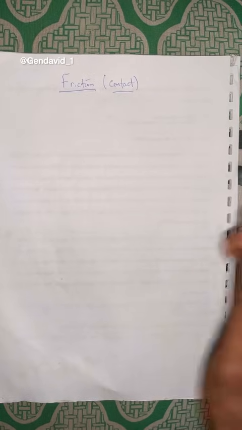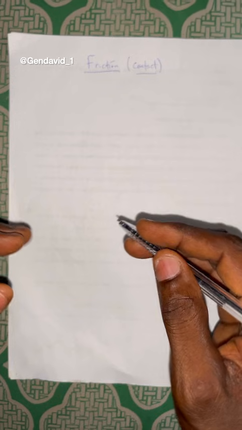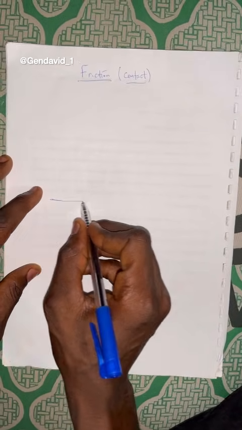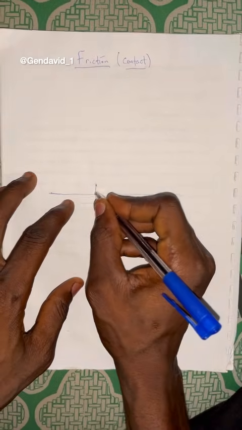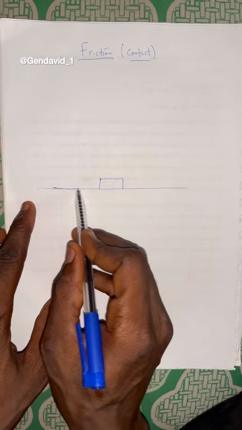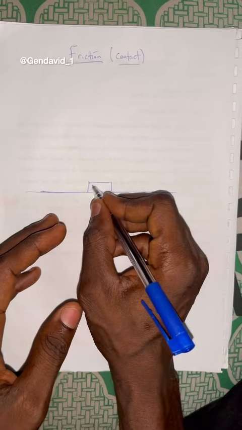For this first stage, I'll be talking about a surface, which is a plane surface like this. If there's a surface like this, and there's an object placed on this surface, you can see that this is a horizontal surface. And if you have this surface, they put a body on the surface like this.